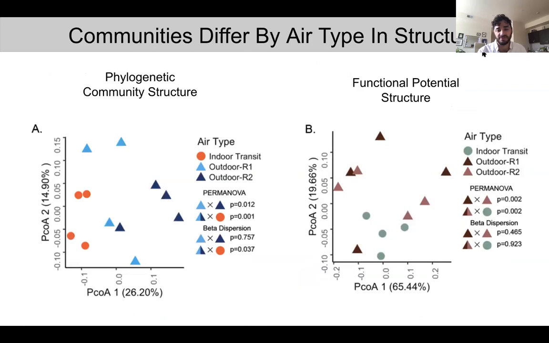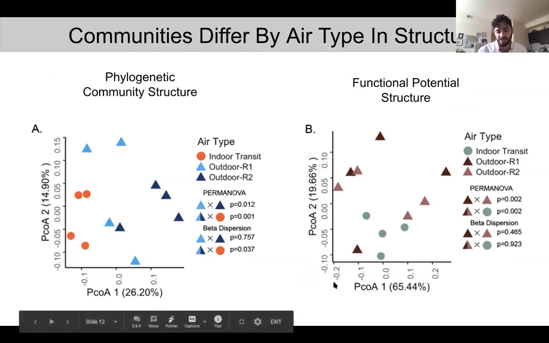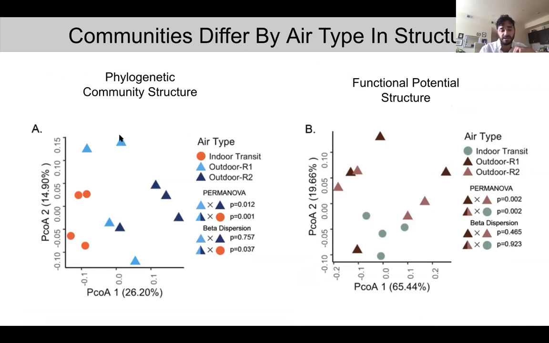We also found that they differ in air by community structure. So here are 2 principal coordinate analysis ordinations. On the left here, we can see that the community structure significantly differed between indoor and outdoor air, and by the outdoor route, but it didn't differ in how these are dispersed.